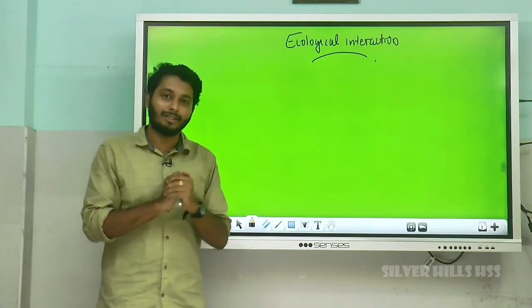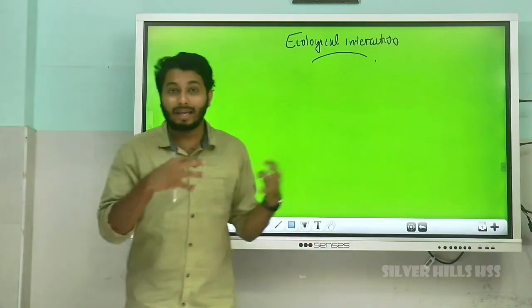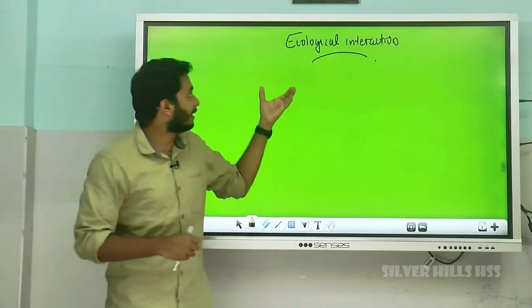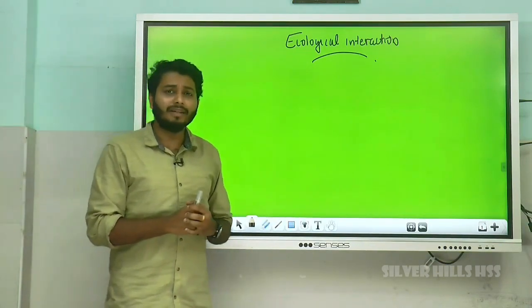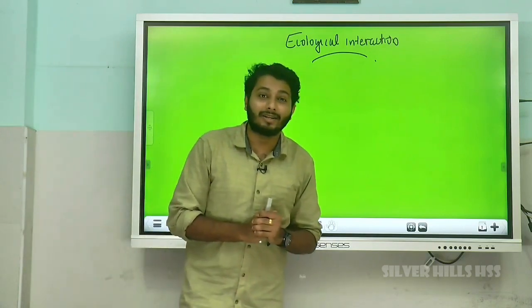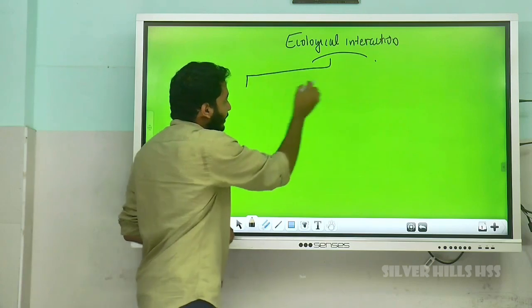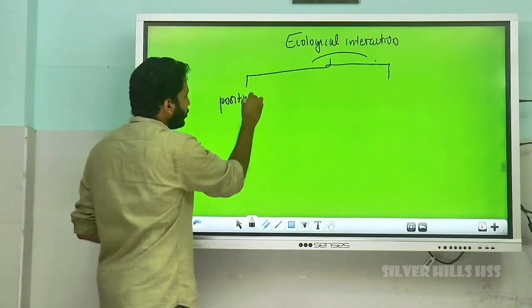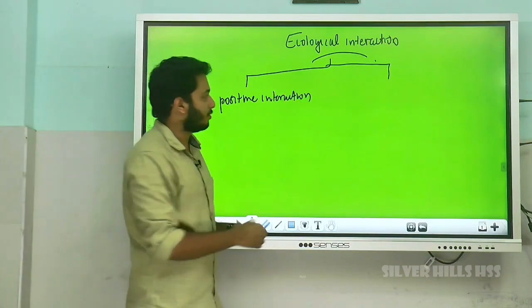I repeat, there occurs some interaction between living things or living organisms with each other. Such interactions can be defined as ecological interactions. We can classify this ecological interaction under two subheadings: positive interaction and negative interaction.